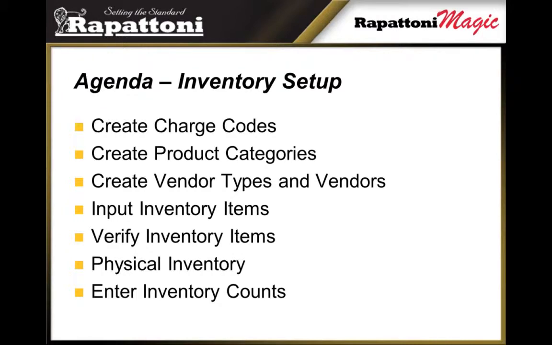As we're narrowing down to the inventory setup, there's a number of different topics we're going to be covering. Going right through this list, we're going to be creating the charge codes, then we're going to create product categories, which is going to help group the different products, create vendor types and vendors. We want to keep track of those vendors. Input inventory items, as well as verify those items, always checking your work. And then physical inventory, where you're doing the hard labor, and then enter the inventory counts into your Magic software. Let's get started.